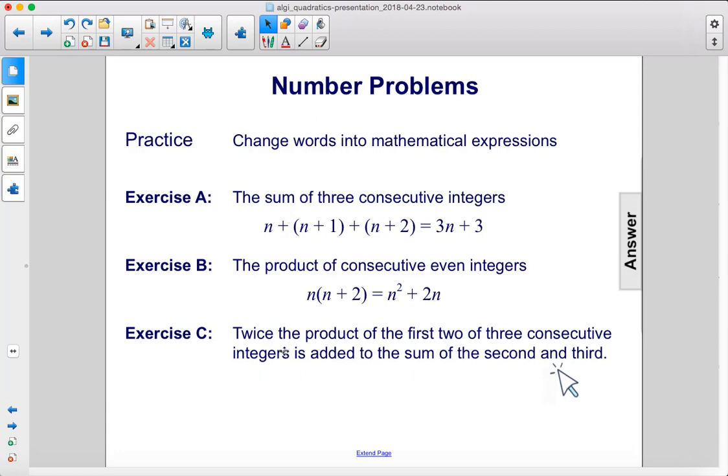This one is a little more confusing. Twice the product of the first two of three consecutive integers is added to the sum of the second and third. So we have 2 times the product of the first two numbers, n and n plus 1, plus the sum of the second and third number. The second number would be n plus 1. The third number would be n plus 2. So when you simplify this, you get 2n squared plus 4n plus 3.